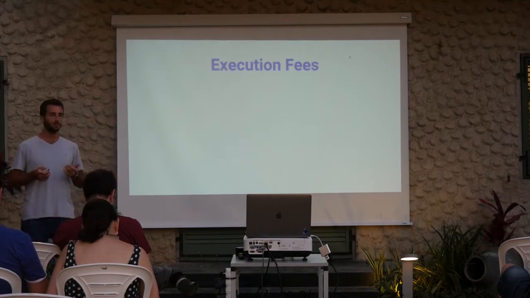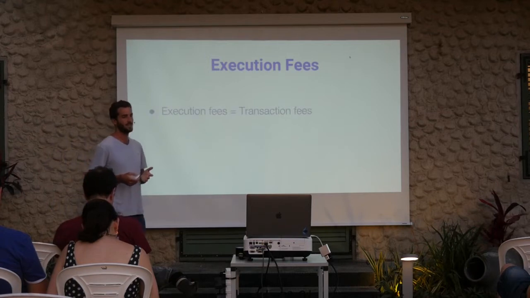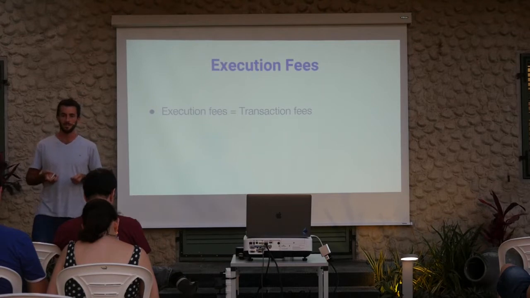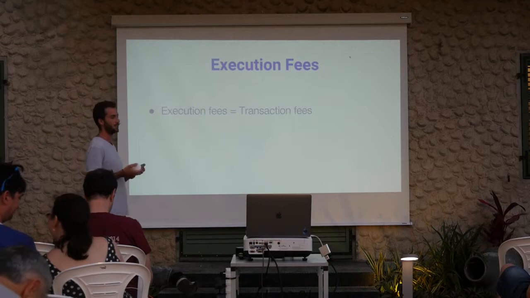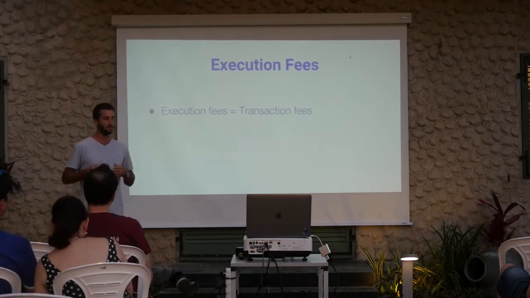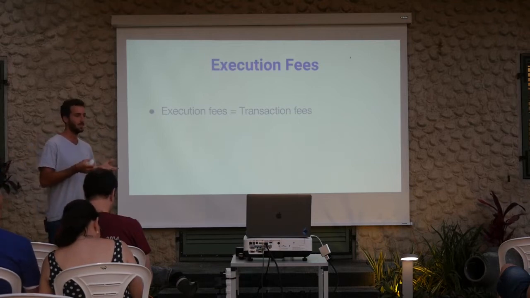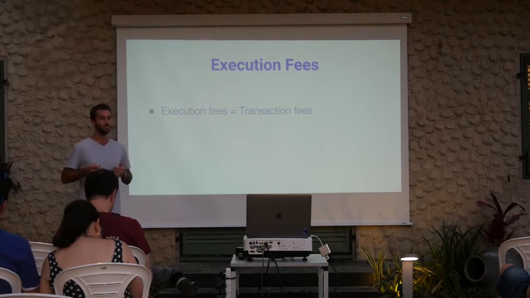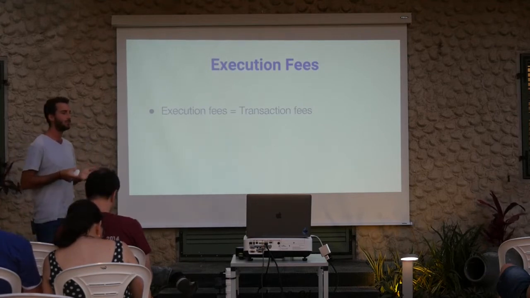Maybe you heard about the execution fees or transaction fees, right? These are the fees that we have to pay the network in order to invoke transactions. As I said before, smart contracts are just code. We have functions and we want to invoke those functions, and in order to do that, we need to pay the network. There are no free lunches.